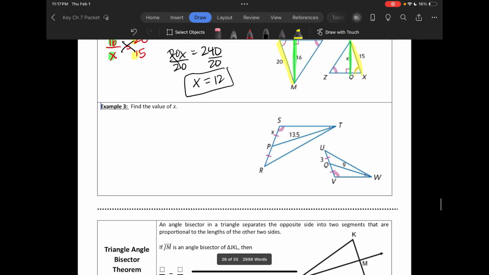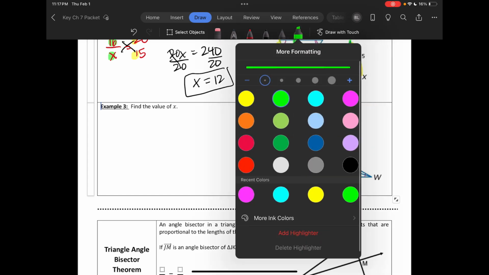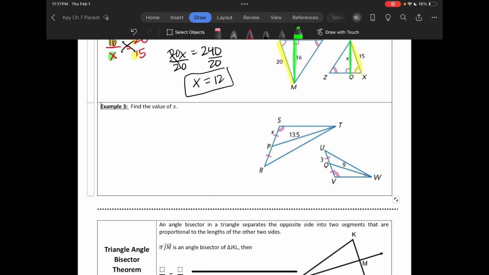Okay, example 3. We're looking at more or less the same thing. For this one, I'm just going to go ahead and set it up. The special segment I see drawn in the picture is PT. PT is going to represent a median. Okay, and we should have been doing this earlier. We'll go ahead and write these into our notes.